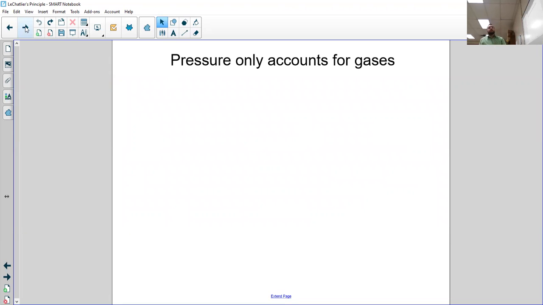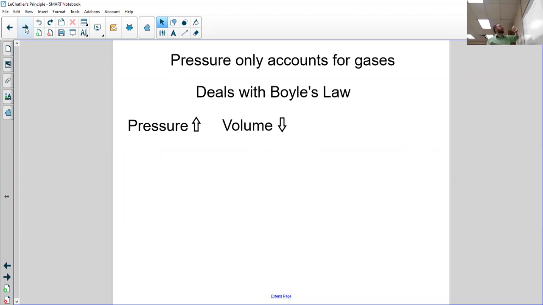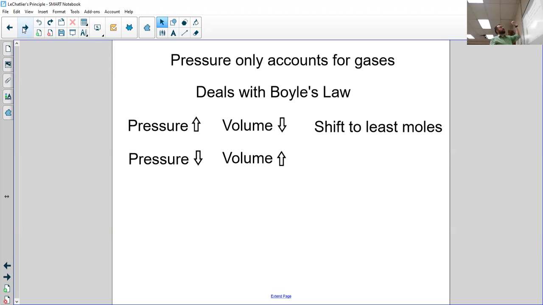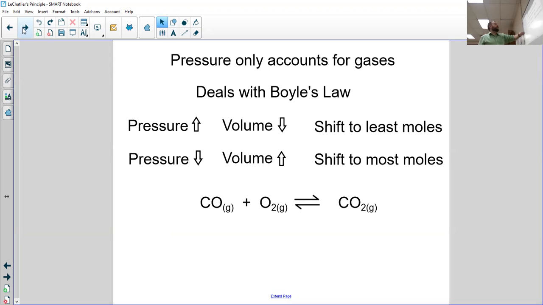All right, so next stress that we talked about is pressure. Pressure is only going to be accounted for when there's gases present. We're going to use Boyle's law in this. As our pressure increases, our volume is going to decrease. When our pressure decreases, our volume is going to increase. When our pressure increases, we're going to shift to the least number of moles in our equation. When we have our pressure decreasing, our volume increasing, we're going to shift toward the side with the most number of moles.